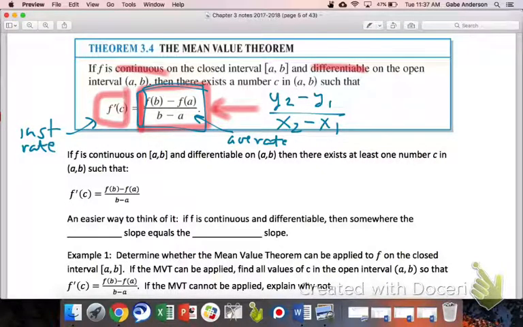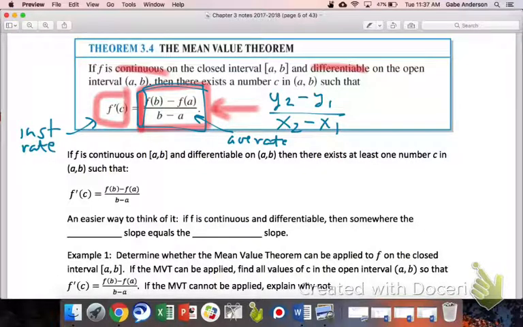Isn't that exactly what the police did? They calculated your average rate using D equals RT, really basic stuff, but then they said, you know what, we can take that and say your instantaneous rate had to have been that, and the assumption is that your path was continuous and differentiable. See it? I hope you do.